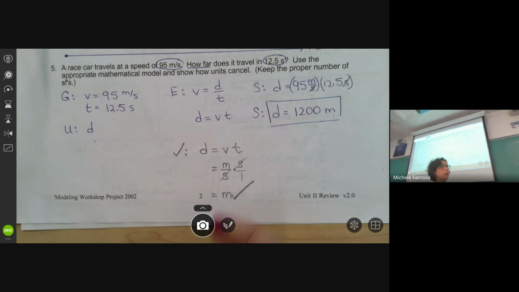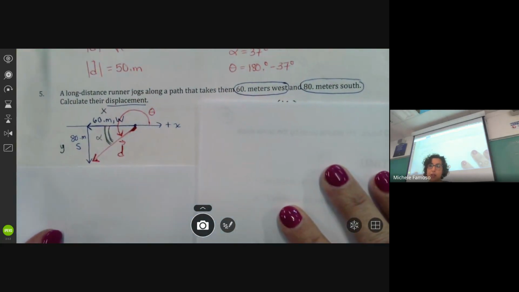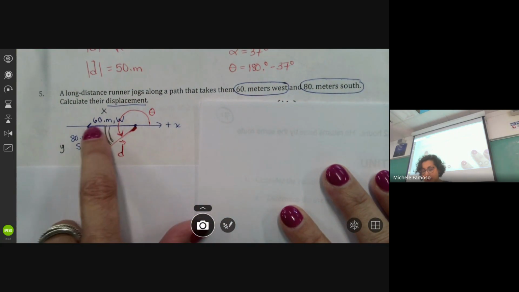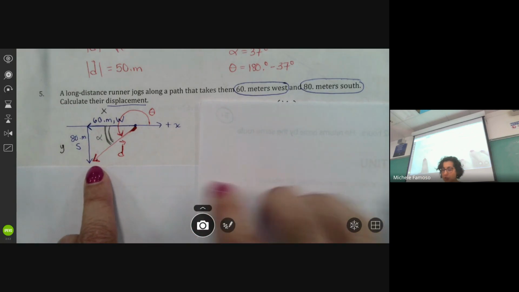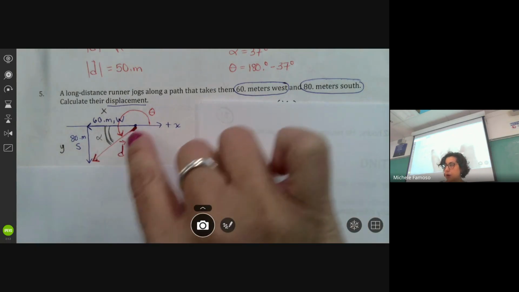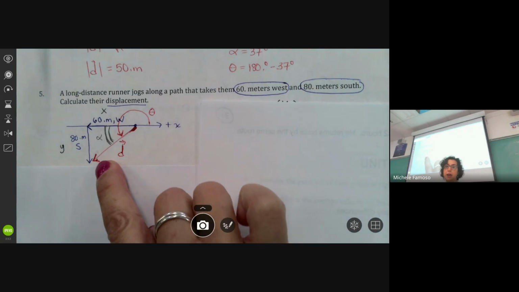All right, let's go to the trig review worksheet. Questions 5 and 6. All right, first thing you should have done in number 5 is sketched it out. 60 meters west is left, 80 meters south is down. So the displacement is that side of the right triangle with the arrow pointing down and left.